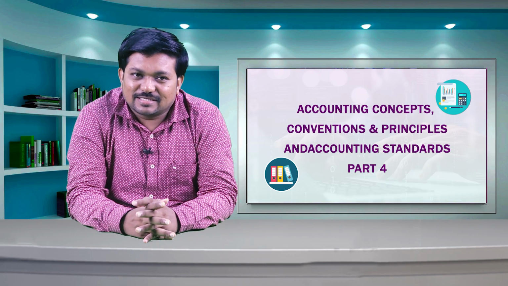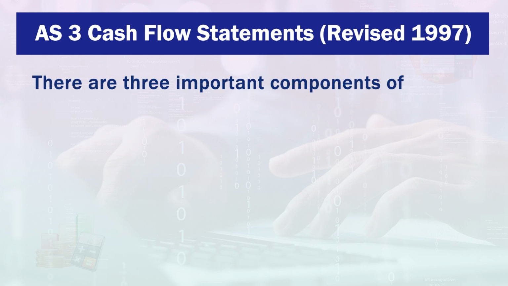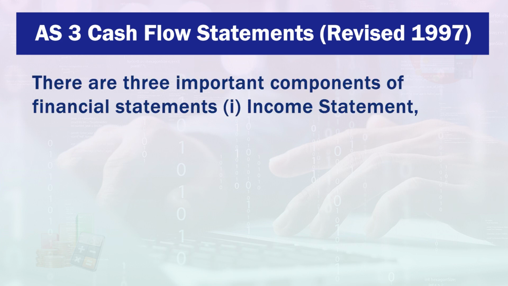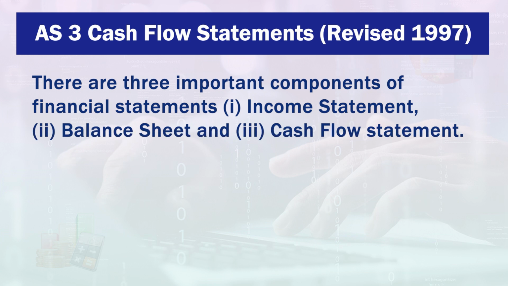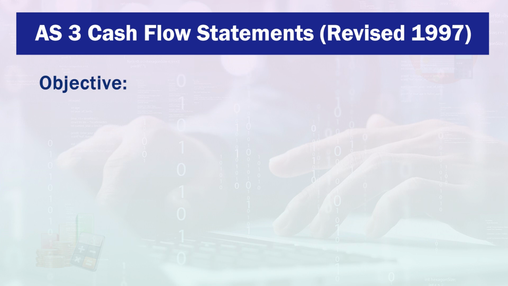Third is AS3, Cash Flow Statements, revised in 1997. There are three important components of the financial statements: number 1, income statement; number 2, balance sheet; and number 3, cash flow statement. This AS deals with all cash inflow and cash outflow activities. Now, we will see the objectives.